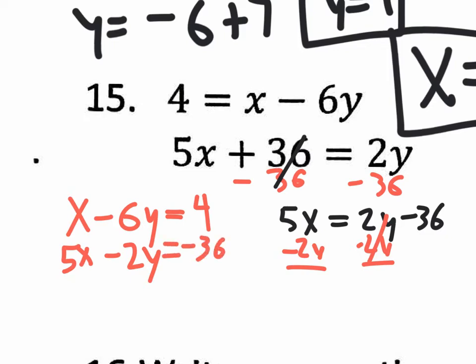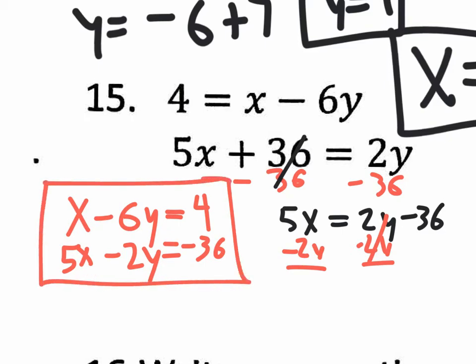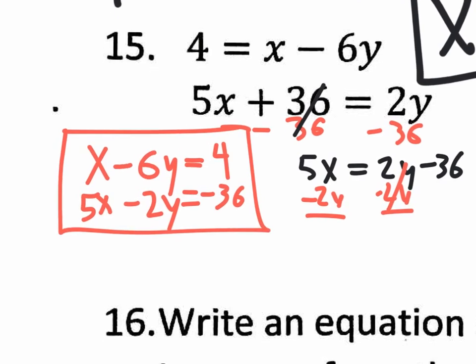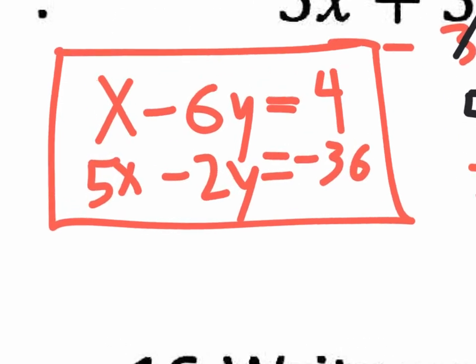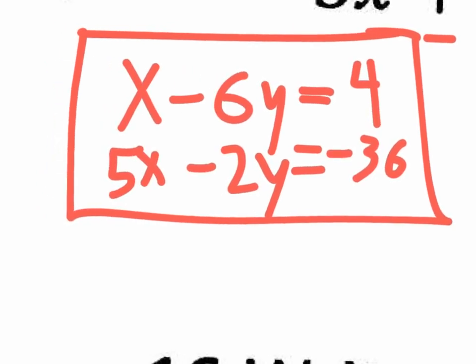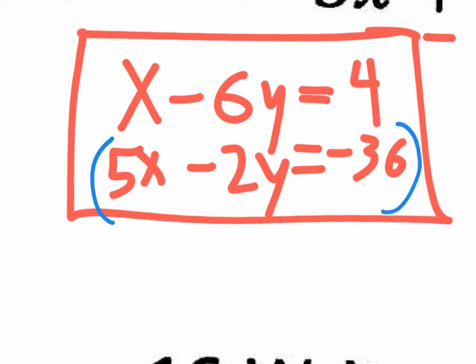Whew, that's a lot of stuff. Now this is barely our system in standard form, and now we could start worrying about canceling out either x's or y's. What do you say? Cancel out x's or y's? Y's. I need this to become, what if I wanted to cancel with a negative 6y? Positive 6. How do I change the negative 2 to a positive 6? Times negative 3. Only the bottom one by negative 3.